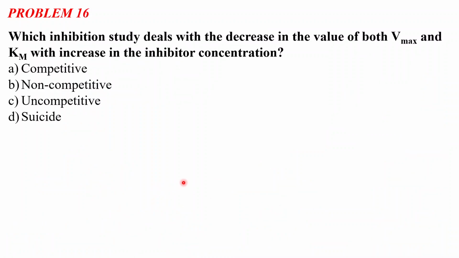Okay. So now the next question, problem number 16, says, which inhibition study deals with the decrease of the value of both Vmax and Km with the increase of the inhibitor concentration? Your options are: number A, competitive; number B, non-competitive; number C, uncompetitive; and number D, suicide inhibition.